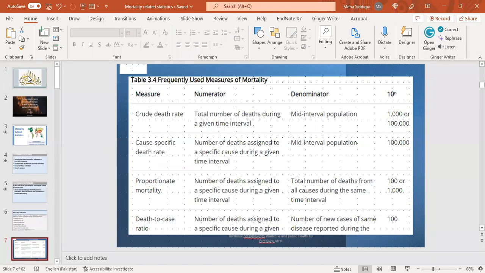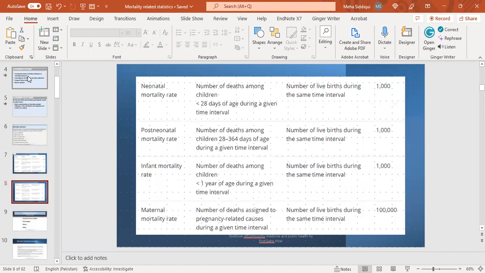Death to case ratio. Number of deaths assigned to a specific cause during a given time period, and the denominator is the number of new cases of the same disease reported during the same time period. Then comes neonatal mortality rate. The numerator we have is the number of deaths among children less than 28 days of age during a given time interval over the number of live births during the same time interval multiplied by 1000.